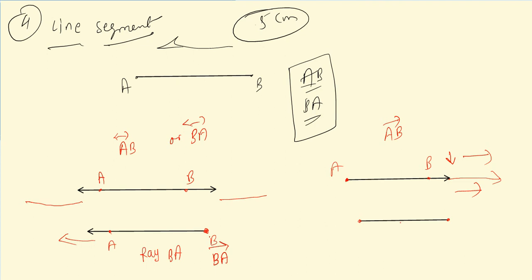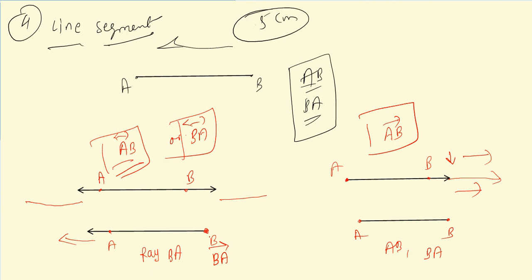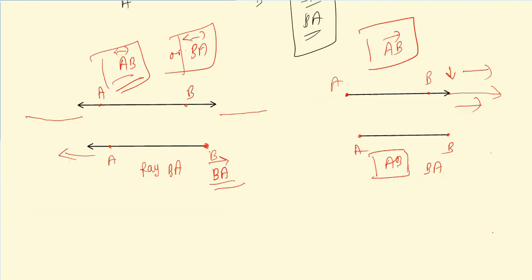Then this is your line segment A and B. You can directly write AB or BA. So if you are having a line, you are supposed to write like this. If you are having a ray, you have to write like this, again the same ray. But if you are having a line segment, you have to put two fixed endpoints.